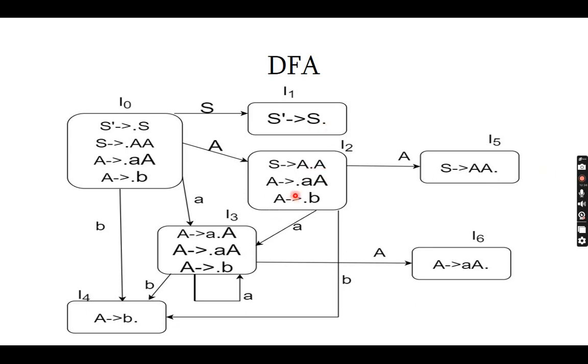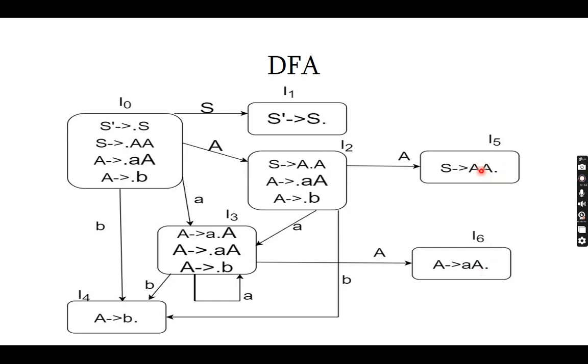I got this. When I move this dot, I will be getting I3. So I have a transition. When I move this dot, I will be getting I4. I have a transition here. When I move this dot, I will get I6. I have done this. This is a final item. When I move this dot, I will be having I3 only. So that is why self loop. When I move this dot, I will be getting I4. So everything we have taken care. It is a final item.